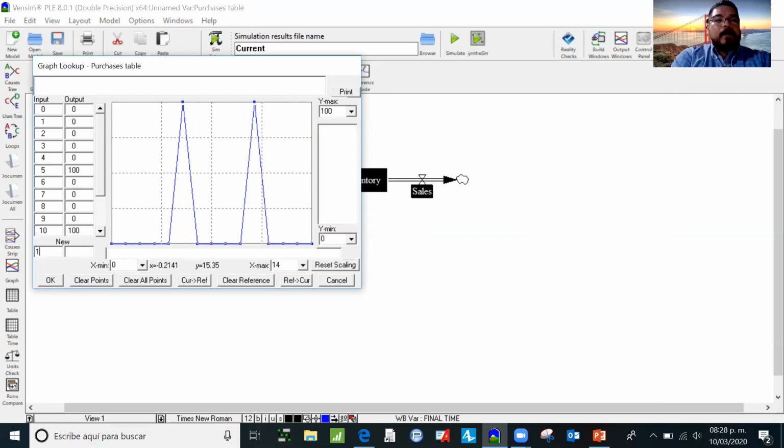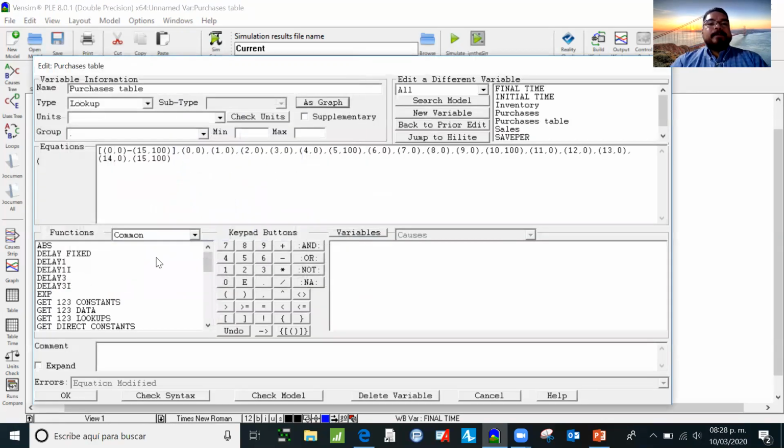And at last, week 15, where we buy another 100 units. So we type OK. We have our variable. Remember, the type is lookup, and we introduce the information as a graph. And once we have introduced that information, we have pairs of data that establish the situation of the table.